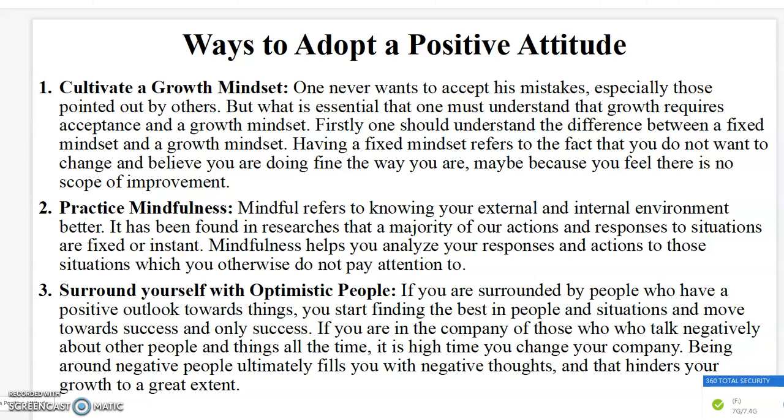If you are in the company of those who talk negatively about other people and things all the time, it is high time you change your company. Being around negative people ultimately fills you with negative thoughts, and that hinders your growth to a great extent.